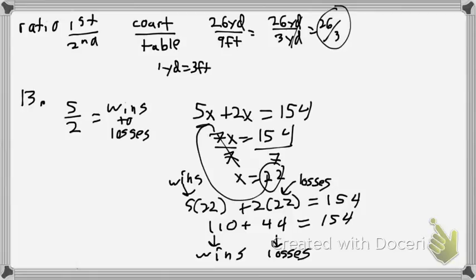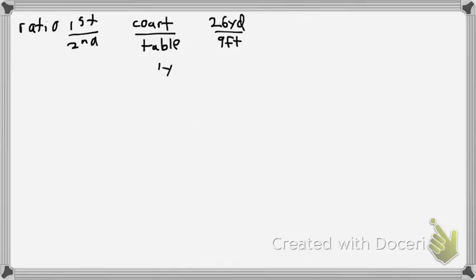We are reviewing some of the problems from 7.1 and 7.2 here. So 7.1 is ratios and proportions. 7.2 is similar polygons.